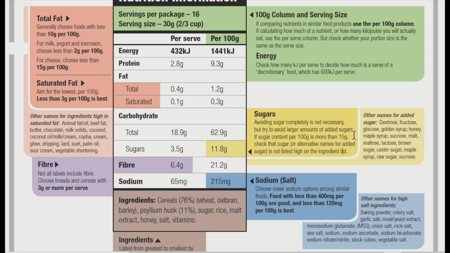So the thing you're looking for in the ingredients list is sugar or any one of these names that also means sugar. And we're making sure in the ingredients list that sugar is not one of the products listed high in the ingredients list. The other thing that we're looking for is that there's no more than 15 grams per 100 grams. So this product falls within an acceptable range of sugar, which is 11.8 grams per 100 grams.